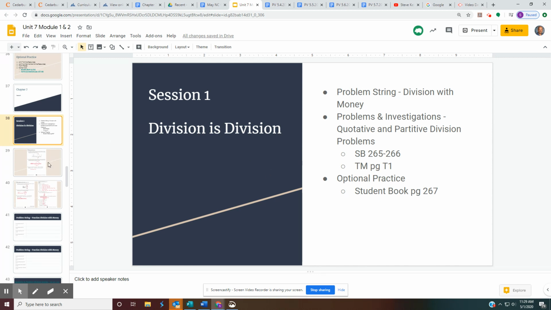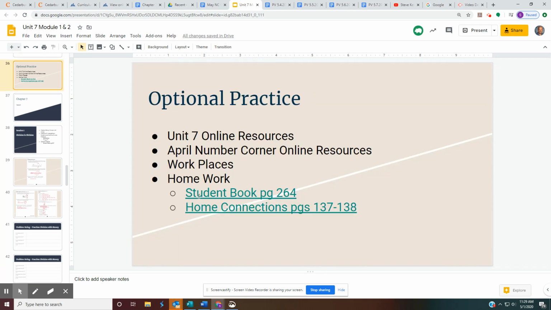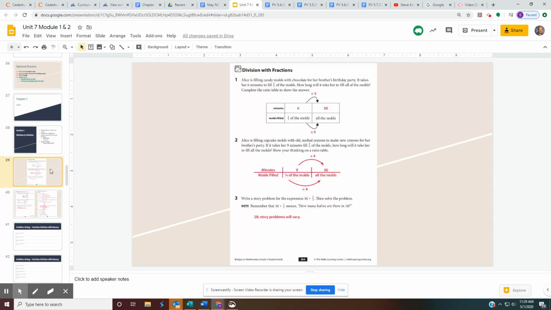Before we get going, let's remember for student book, we had page 264 from last lesson, home connections, pages 137 and 138. Here we go. There's page 264. There are your answers. Keep that in mind. Know that your problems might vary, but answers should be the same, right?